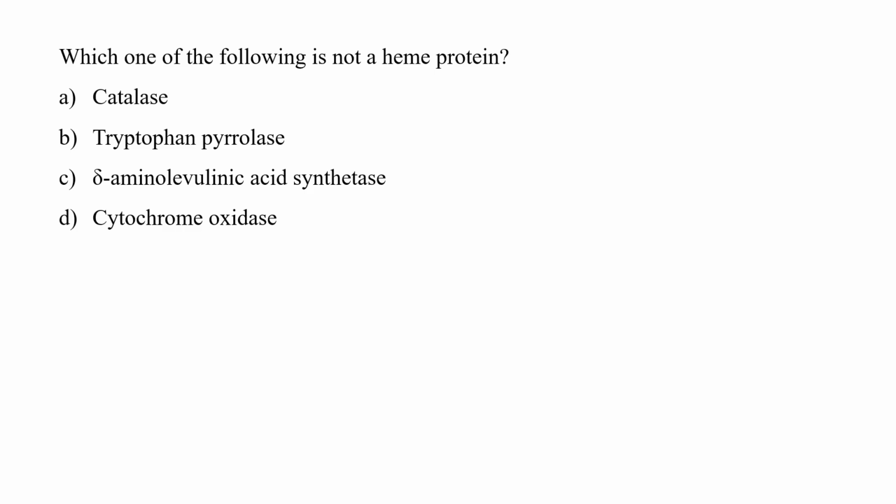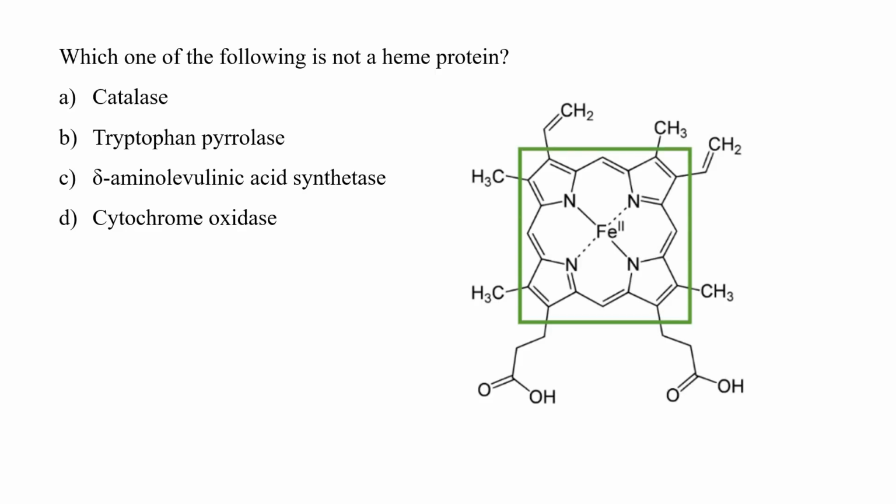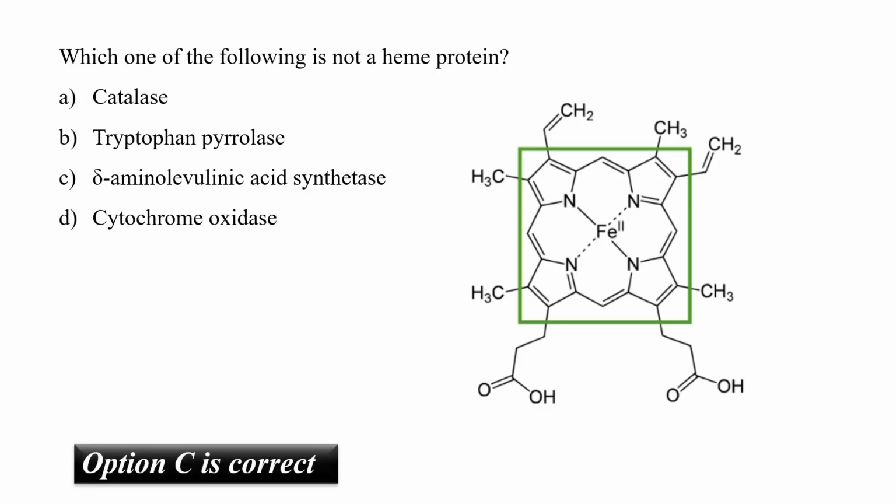Which one of the following is not a heme protein? Catalase, tryptophan pyrrolase, delta aminolevulinic acid synthetase, or cytochrome oxidase. Heme-containing proteins contain a special chemical called the heme group, which confers on them special functionalities like oxygen carrying capacity, oxygen reduction, or even electron transfer capacities. Heme is synthesized in bone marrow or liver with the help of delta aminolevulinic acid synthetase. Hence, the third enzyme actually synthesizes heme rather than contains heme. So, option C is the correct answer.